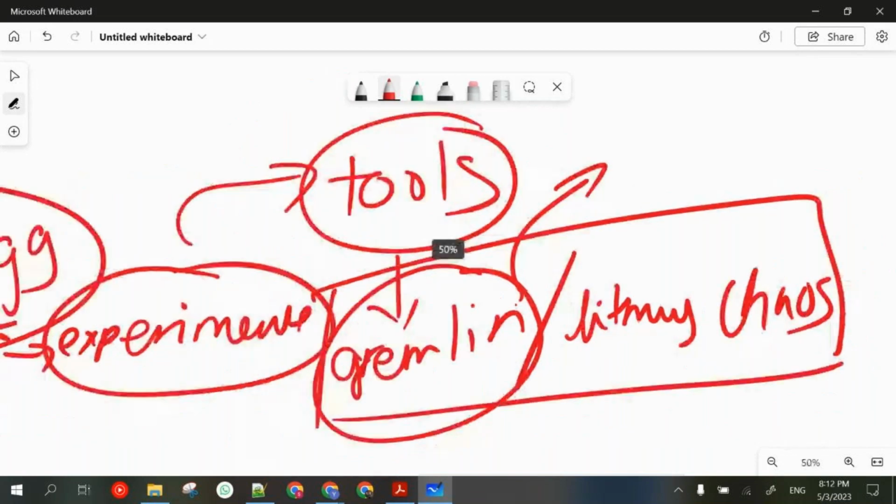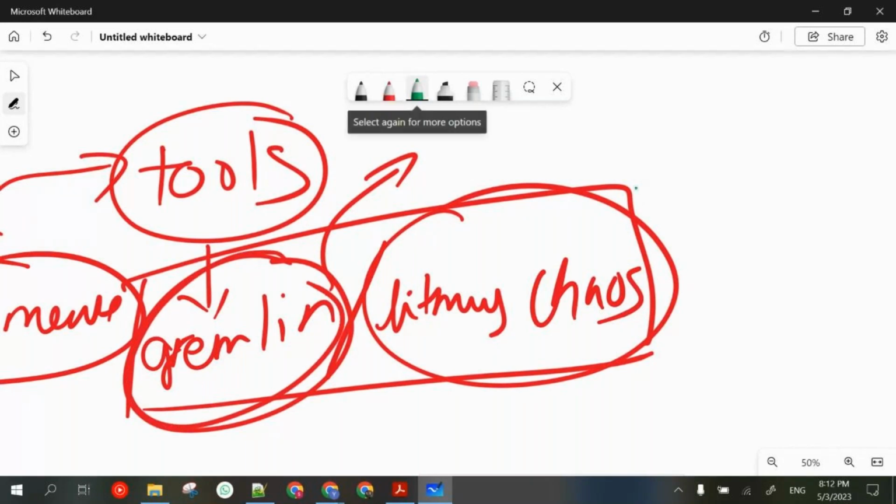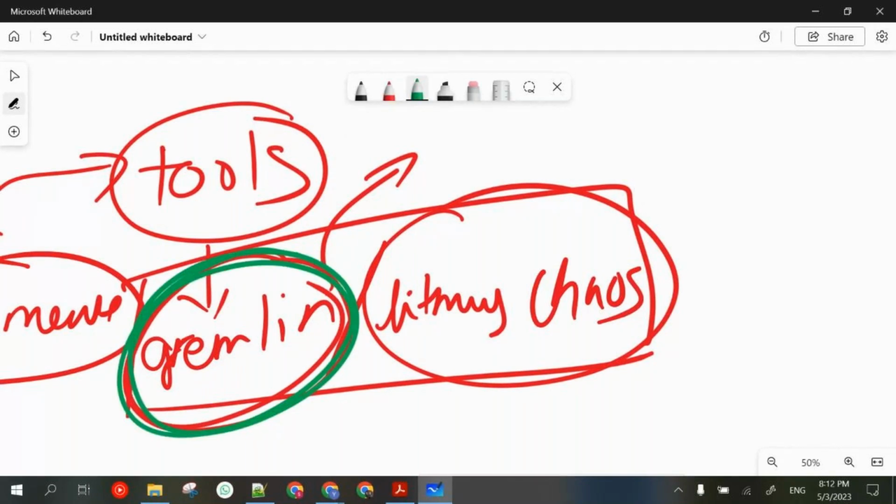Now we know Gremlin, and let's say I know how to set it up and how to run experiments in Gremlin. Okay, but let's say my project is not that much on budget, so they can't spend a lot on chaos engineering, but they want to do it. So in those situations, we need one tool which is open source, and that tool is Litmus Chaos.